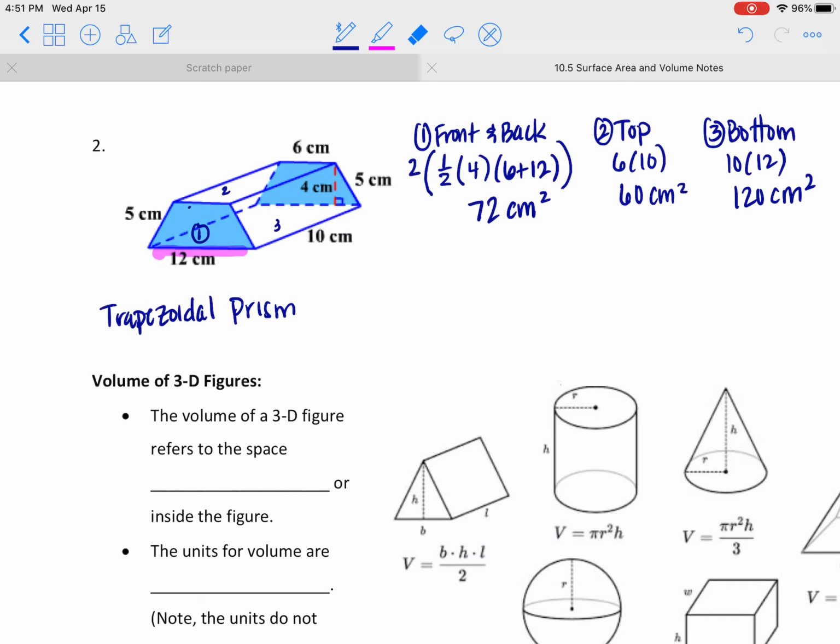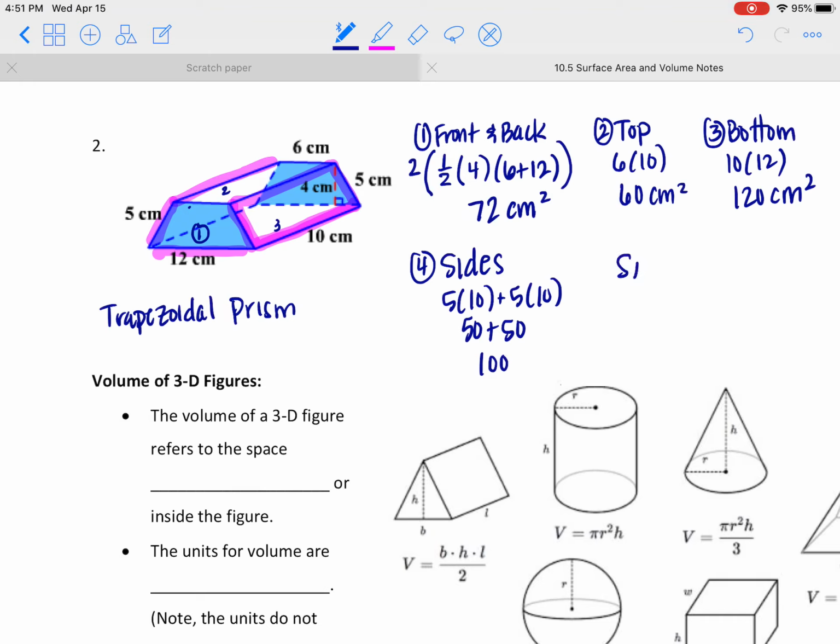So I got the front and the back, I got the top and the bottom, and the only pieces that are remaining now are these side pieces, and these are the same, right? I have a rectangle here that is 5 by 10, and then I've got the same 5 by 10 rectangle on the other side. So I have the side rectangles as my fourth areas. So the sides, and there are 2 of them, are 5 by 10. So 5 by 10, 5 by 10, that's 50 and 50, or just multiply by 2, and that makes 100.